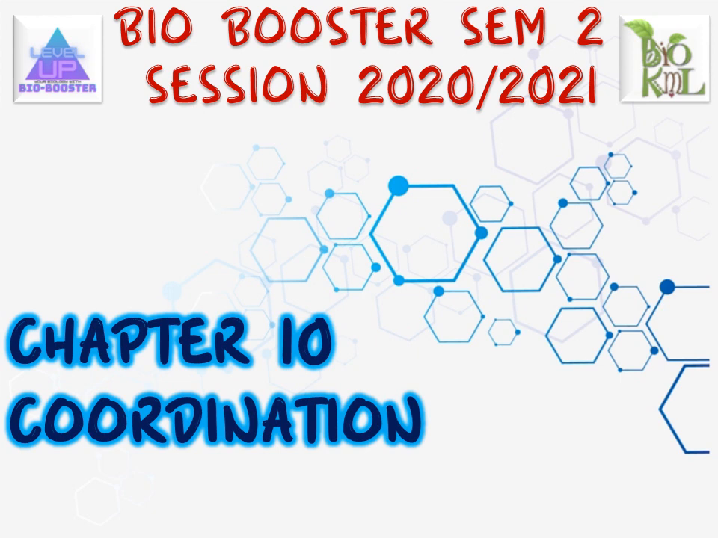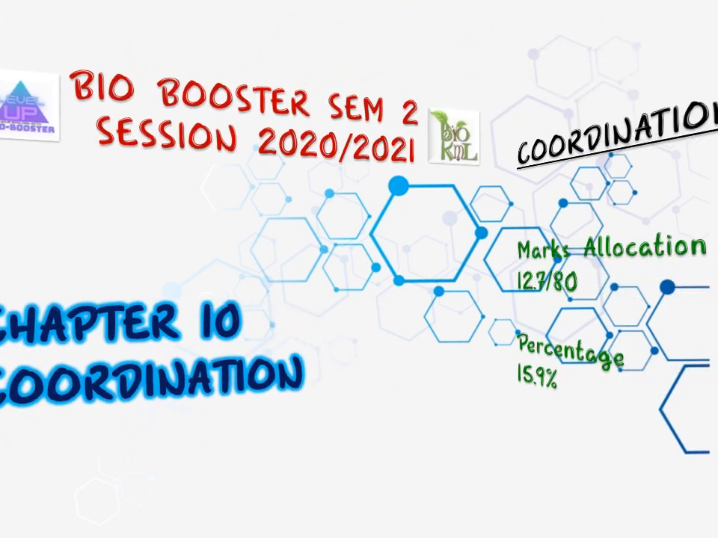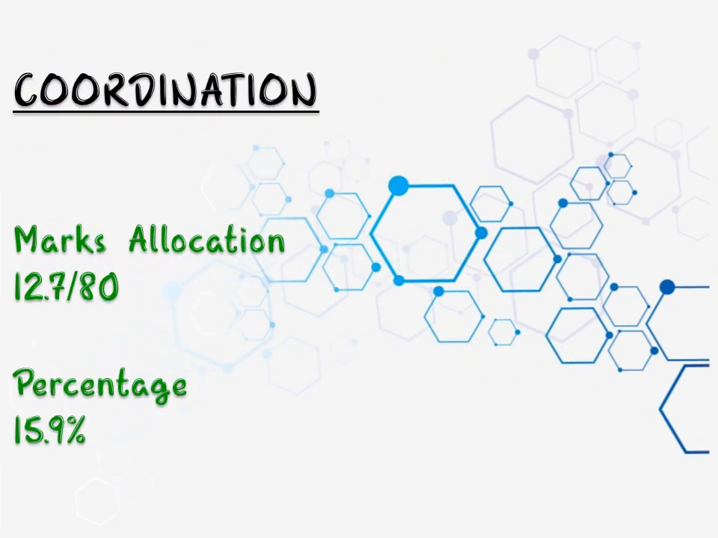In this video, we will discuss a question about chapter 10. The topic is coordination. So this topic, coordination, will be asked in PSPM2 under the taxonomic levels C3 and C4.